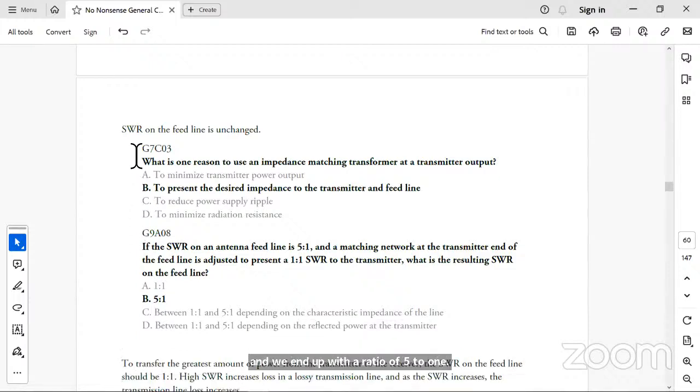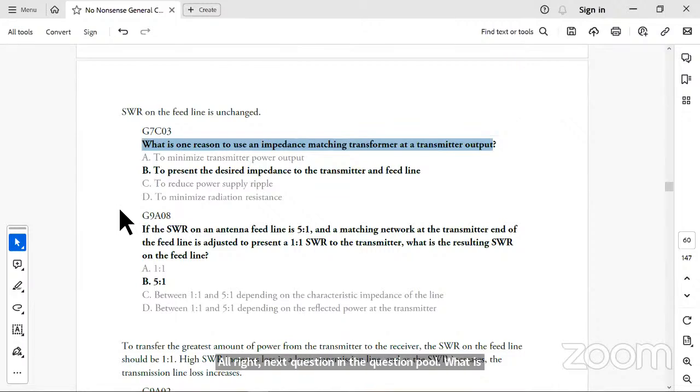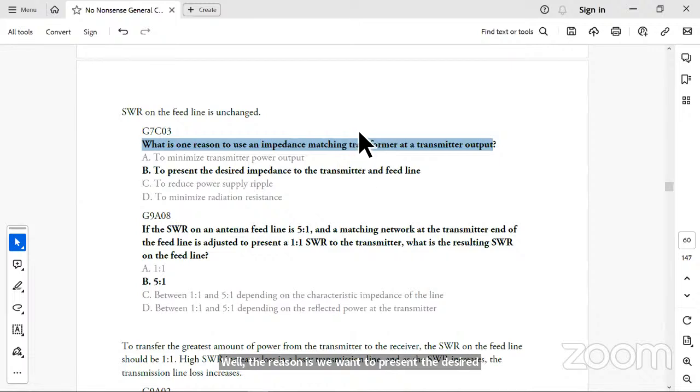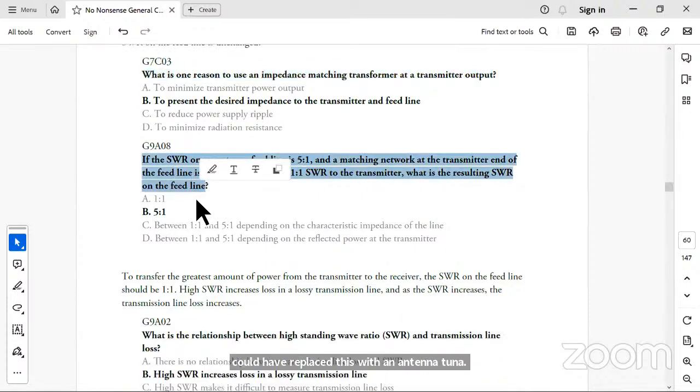All right, next question in the question pool. What is one reason to use an impedance matching transformer at a transmitter output? Right, so we can also restate that question, using an antenna. What is one reason to do that? Well, the reason is we want to present the desired impedance, usually 50 ohms, to the transmitter and the feed line. So that's why we'll use a matching transformer, or we could have replaced this with an antenna tuner. Okay.